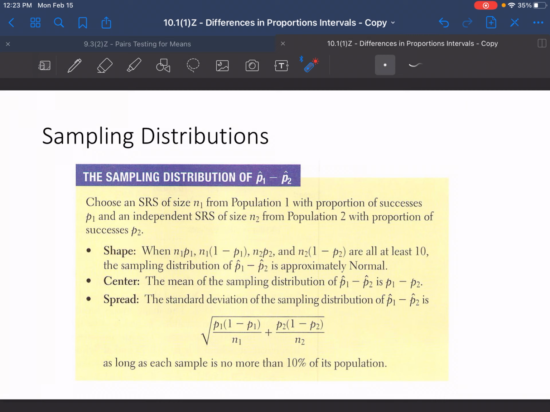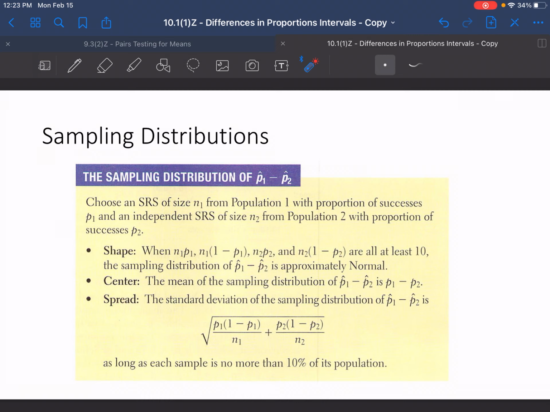When it comes to the shape, if we want to determine whether it's approximately normal, we have to perform that large counts condition 4 times, basically, because we're checking the success and the failure rate for every single sample proportion. All of those have to be greater than or equal to 10 in order for this to be considered approximately normal. The center is just going to be the mean of the difference of those sampling distributions. So we would take the mean of proportion 1 minus the mean of proportion 2. That gives us our center right there.